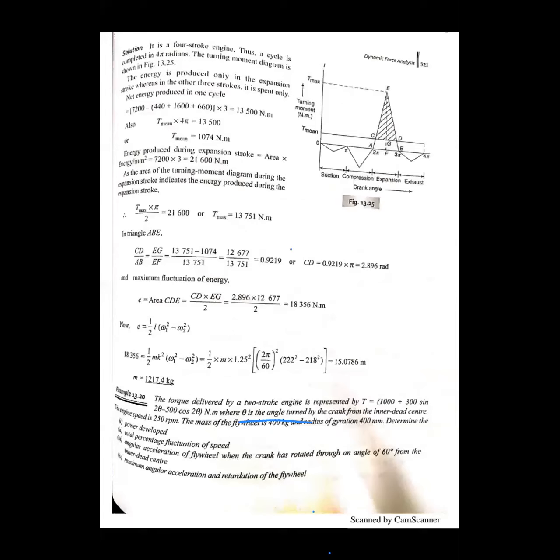300 sin 2 theta minus 500 cos 2 theta. So then when theta equals 60 degrees, the particular condition is already given. All of you observe our determining value: angular acceleration of the flywheel when the crank has rotated through an angle of 60 degrees from the IDC. So that's why we take our theta value equals 60 here. The 60 degrees value will be substituted in our equation.